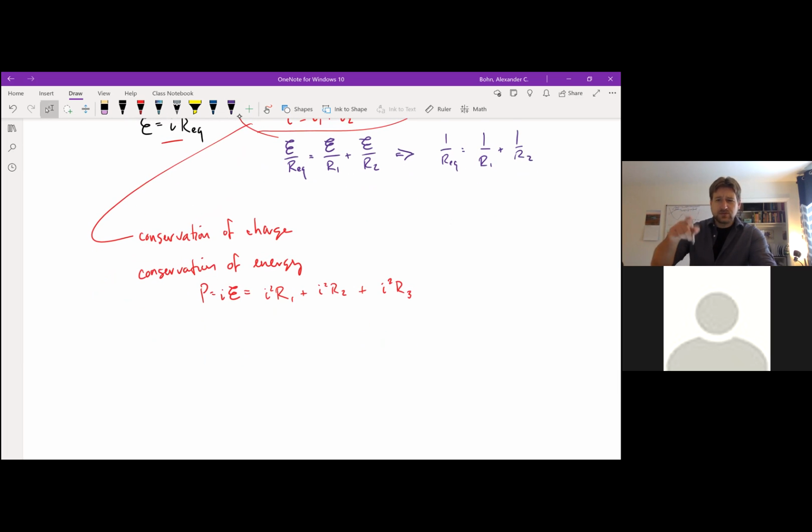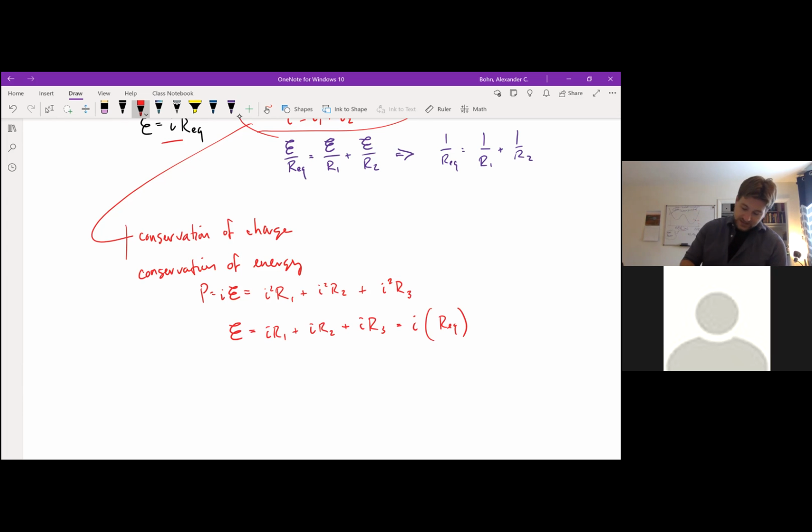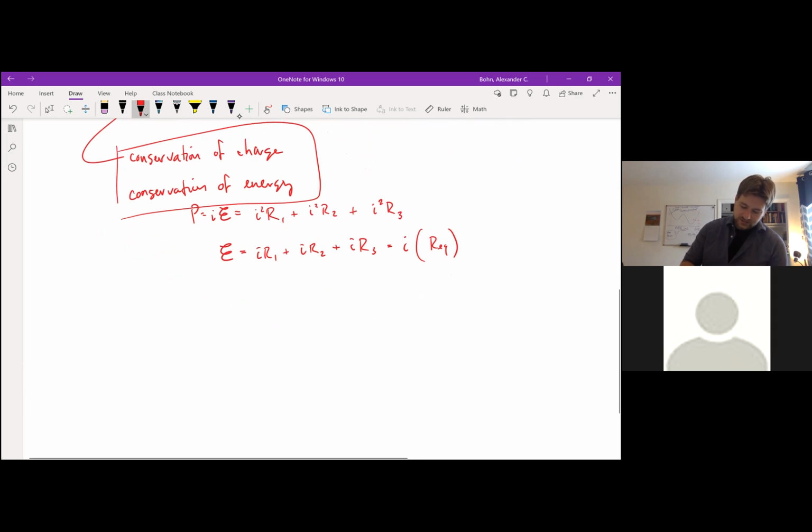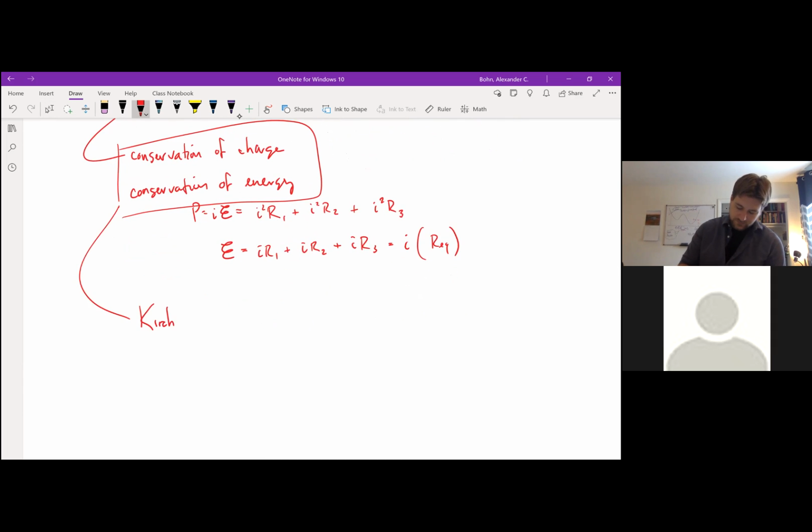So that thing that I wrote, that the equivalent resistance of resistors in series is the sum, it actually comes from the fact of conservation of energy. And these two ideas form the basis for Kirchhoff's rules of circuit analysis.